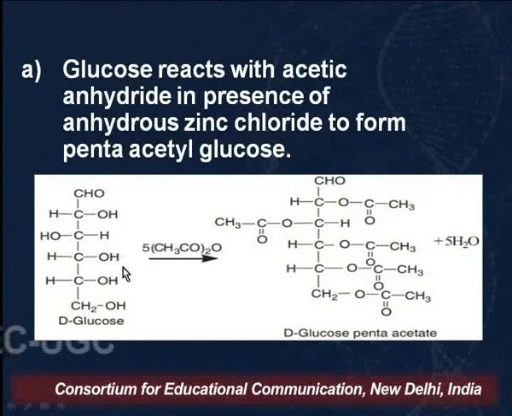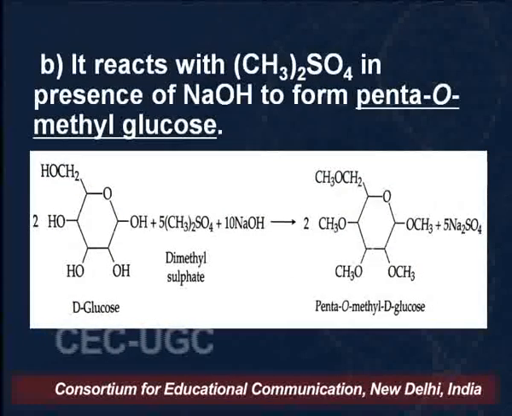So when the reaction of glucose was carried out with acetic anhydride in presence of zinc chloride, a pentaacetate was formed. This clearly indicated that glucose has 5 hydroxyl groups, and this D-glucose pentaacetate is stable. When it is stable, this also clearly indicates that the 5 hydroxyl groups are attached to different carbon atoms. They are not attached to the same carbon atom. If they were attached to the same carbon atom, we would not get a pentaacetate.